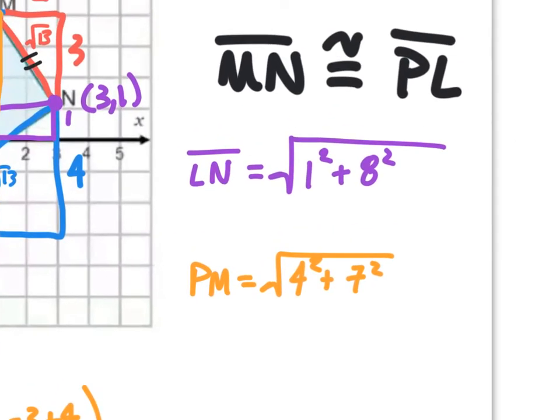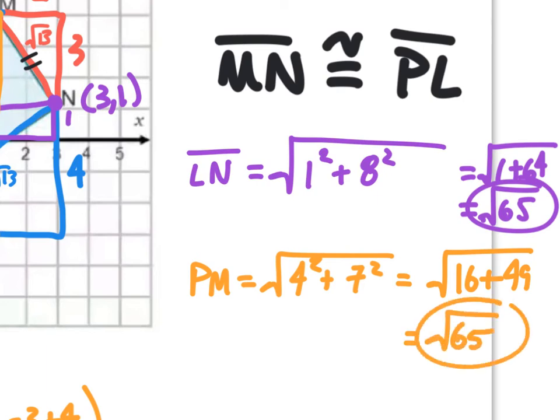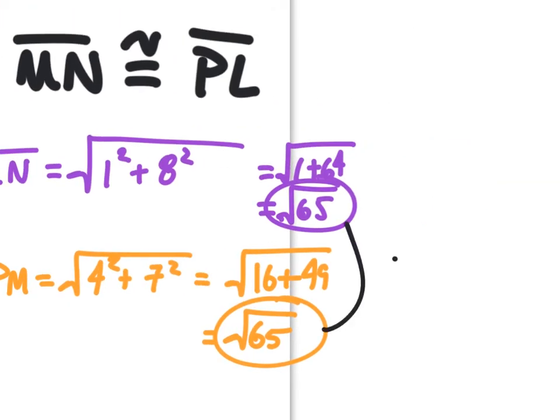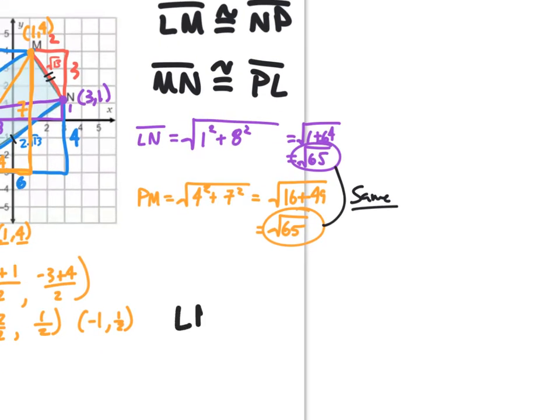All right. So if I do 1 squared plus 8 squared, that's going to give me the square root of 1 plus 64, which is the square root of 65. Okay, let's just leave it like that for now and see if we get the same thing for PM. PM is going to give us the square root of 16 plus 49. Oh, man. Those might add to 65. 16 plus 49 is 65, so we get that this is the square root of 65. So I know that these are the same, and so because of that, I know that LN is going to be congruent to PM.